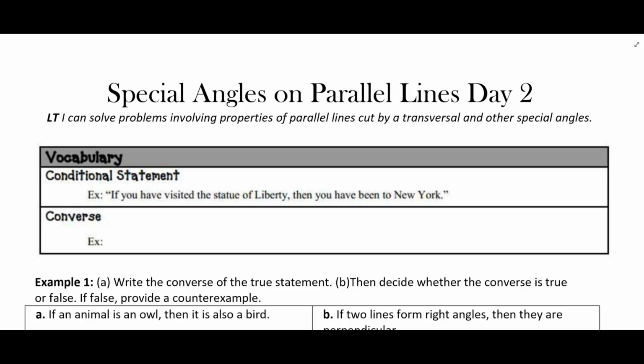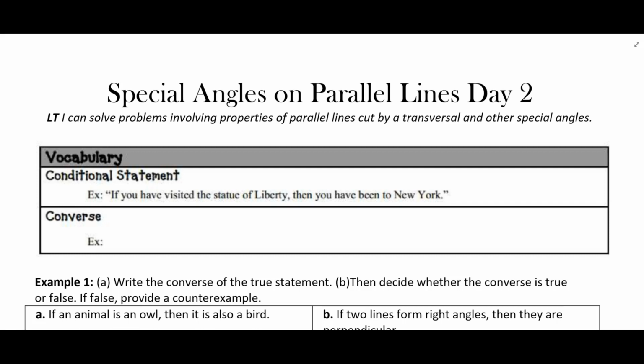In this video, we're going to continue talking about special angles formed by parallel lines. Just to remind you, we're talking about two parallel lines cut by a transversal. If we knew we had that situation, then we knew that any of our special pairs of angles were either congruent or supplementary. So we're going to look at the converse today. Special angles on parallel lines, day 2.